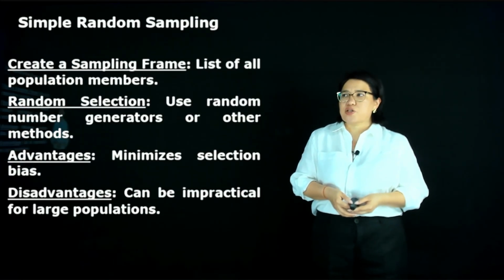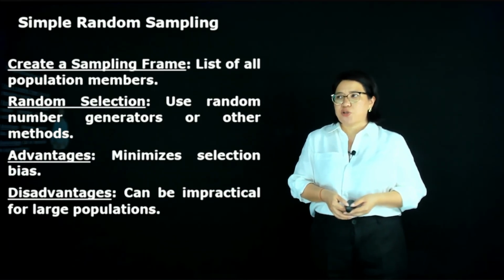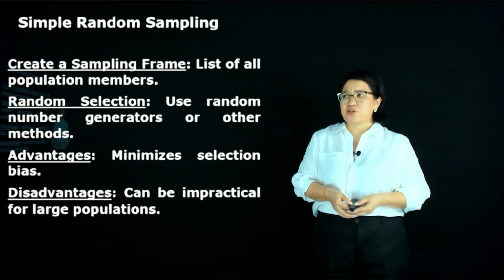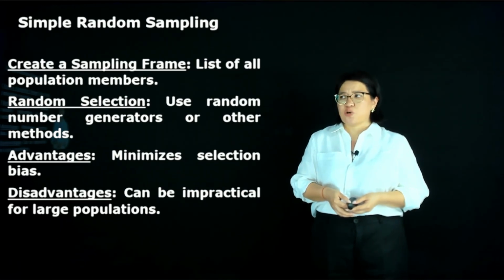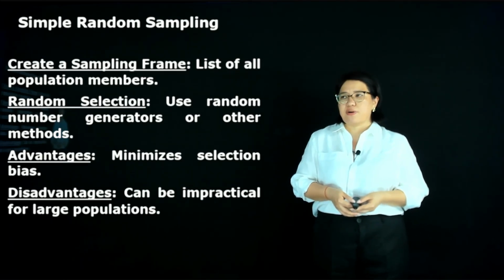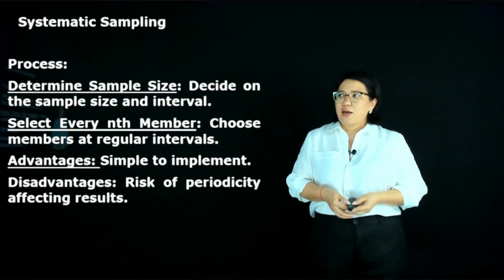Simple random sampling is to create a sampling frame, a list of all population members, and then do random selection, using random number generators or other methods. The advantage of simple random sampling is that it minimizes selection bias, and the disadvantage is that it can be impractical for large populations. And systematic sampling is the next process.